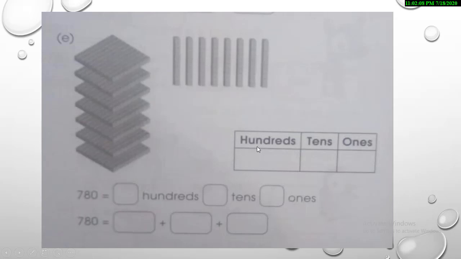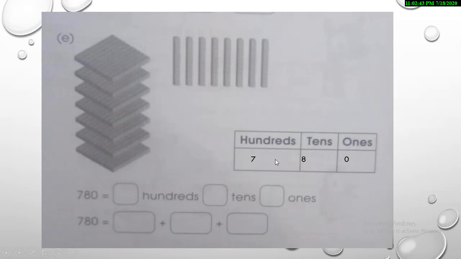We need to count the hundreds first. Let's count: 1, 2, 3, 4, 5, 6, 7. Yes, there are 7 hundreds. How many tens are there? 1, 2, 3, 4, 5, 6, 7, 8. There are 8 tens and there are no ones. So how can we fill it? We will write 7 in the hundreds place, 8 in the tens place, and since there are no ones, we will put 0.